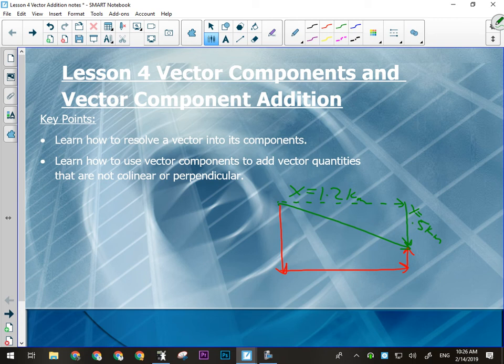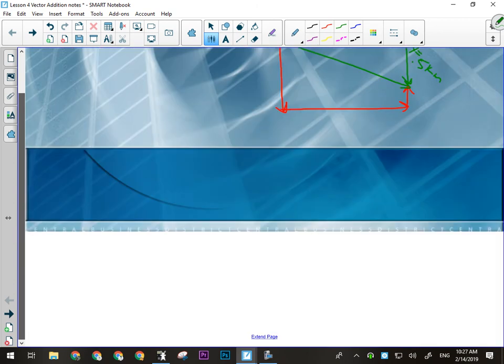So what we're going to look at today is how can we calculate those vector components, and how can we use them to add vectors that are not perpendicular and not collinear, because what we looked at yesterday were ones that were perpendicular and ones that were collinear. What we're going to look at today is going to be something like this.